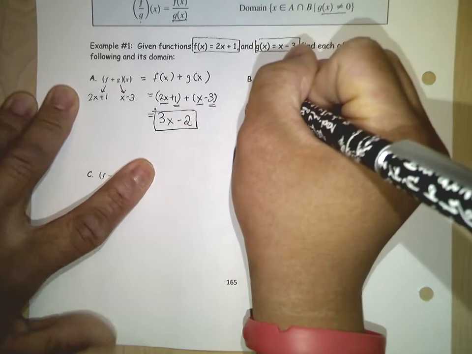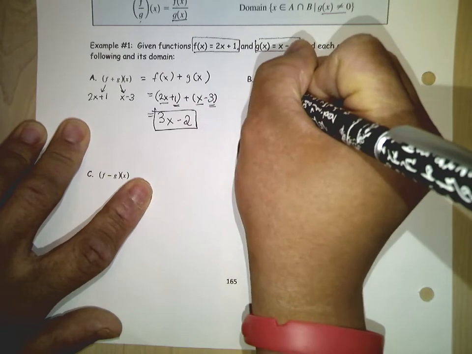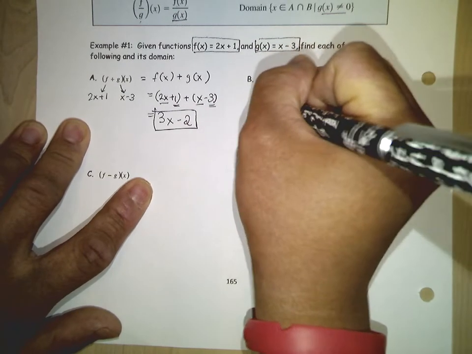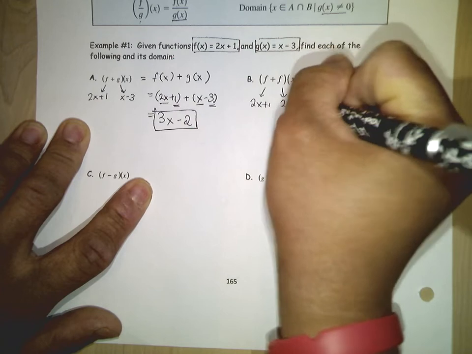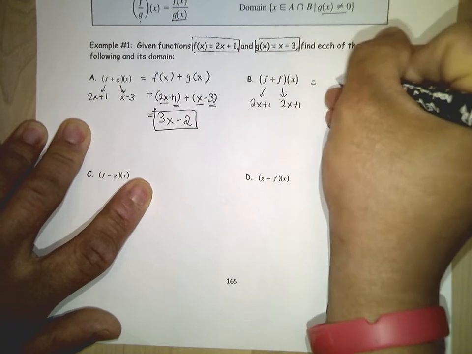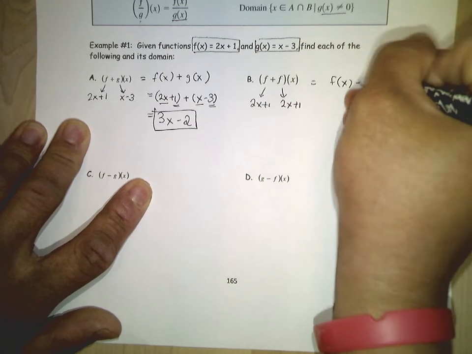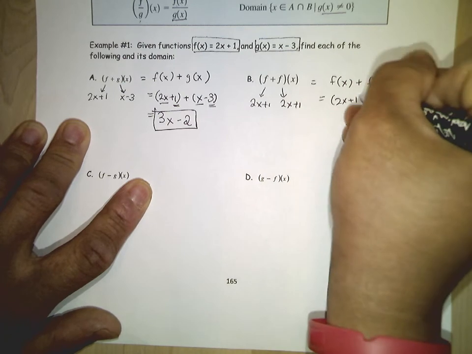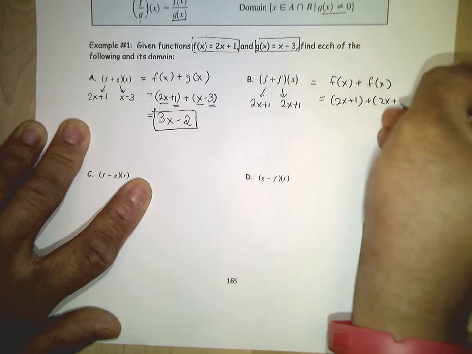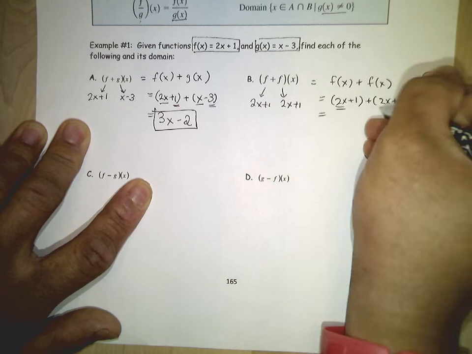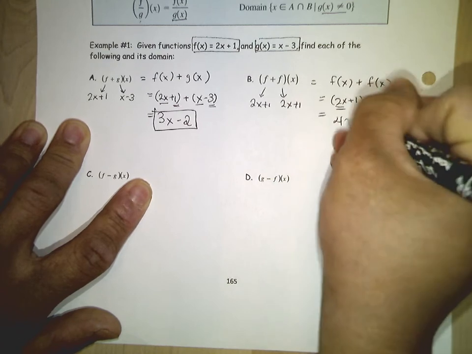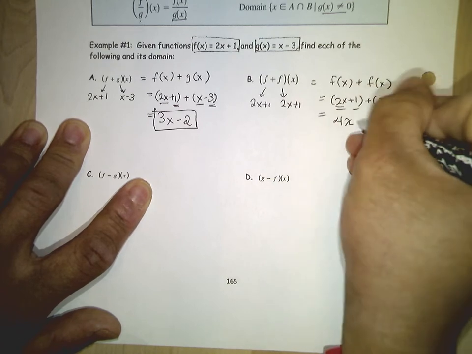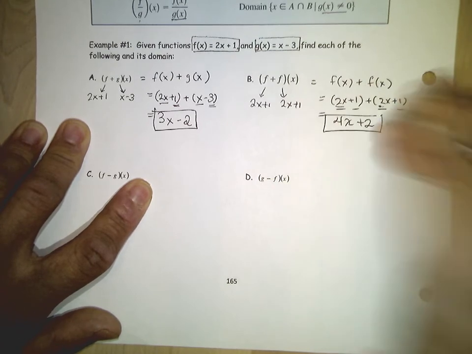So B, (f + f)(x). f is 2x plus 1, f is 2x plus 1. So (f + f)(x) is f(x) plus f(x). So that's 2x plus 1 plus 2x plus 1. Let's combine the like terms. 2x plus 2x is 4x, plus 1 plus 1 is plus 2. So we have 4x plus 2.